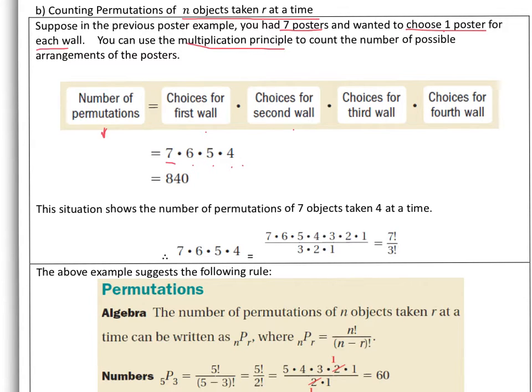And taking the product of all of these numbers would just be 840. And this situation shows the number of permutations of 7 objects taken 4 at a time. So here we have n objects taken r at a time. This is a situation here. So we can also represent this by 7 factorial over 3 factorial.